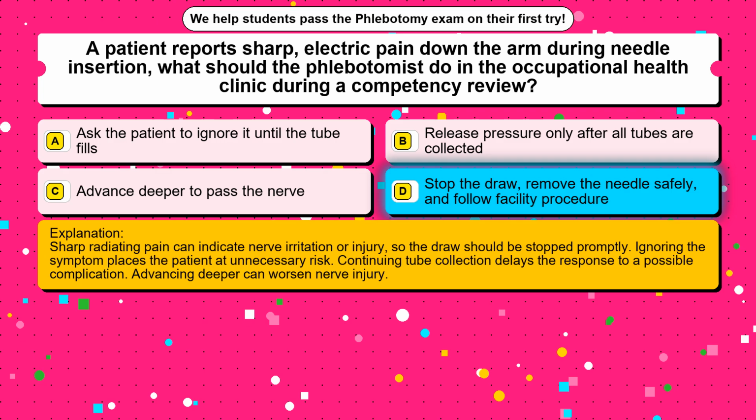Sharp radiating pain can indicate nerve irritation or injury, so the draw should be stopped promptly. Ignoring the symptom places the patient at unnecessary risk. Continuing tube collection delays the response to a possible complication. Advancing deeper can worsen nerve injury.